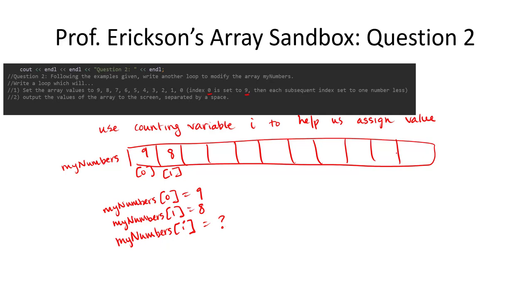Notice for any element in this array, the value of the ith element should be equal to 9 minus I. Because we want to start with element 0 equal 9, and then as the element number increases, we want to subtract 1 more each time. So element 1 will contain 9 minus 1, or 8. Element 2 contains 9 minus 2, or 7. Finally, element 9 at the very end will contain 9 minus 9, or 0.